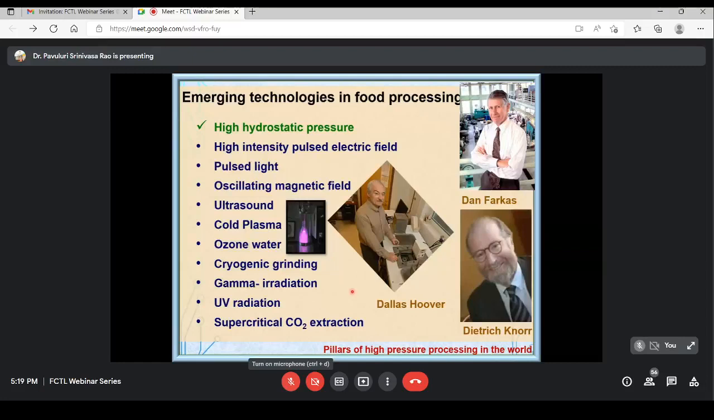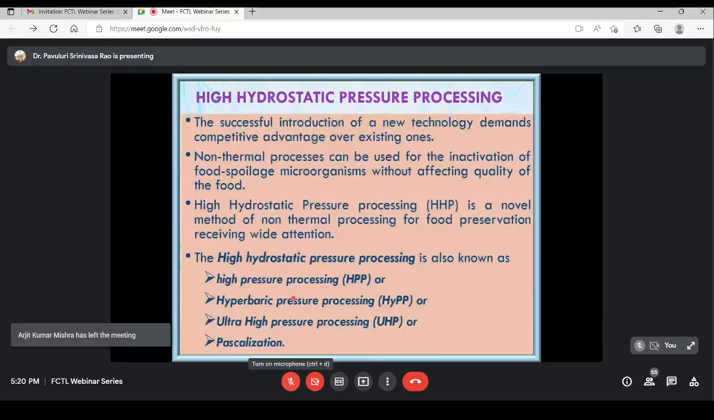But for the people who are new to this platform, I would like to tell some of them. These are hydrostatic pressure processing, high intensity pulsed electric field, pulsed light, oscillating magnetic field, ultrasound, cold plasma, etc. But of all these, high hydrostatic pressure processing is one of the most adopted, maybe commercially, which is being taken in a much forward way. So that way it is gaining much popularity.